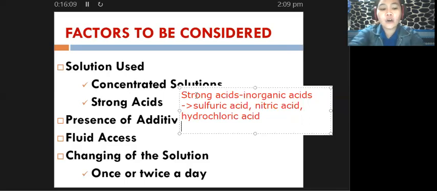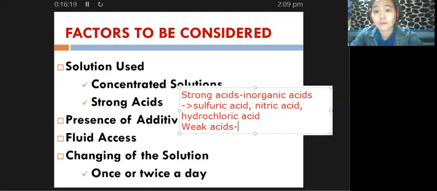In contrast, when we talk about your weak acids, I think this is more on your analytical chemistry, right? Yes, because I also taught analytical chemistry before and it's very difficult.